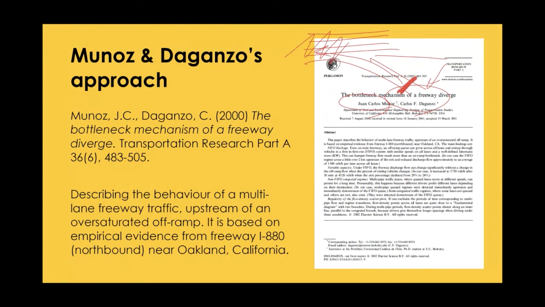So the paper looks at some empirical data from a freeway in California, I-880, near Oakland in the San Francisco Bay Area, and looks at how the spillback from the off-ramp really disrupts the mainline freeway. So again, I encourage you to have a look at this paper. They have very nice figures: cumulative plots, trajectories, loop detector data, fundamental diagrams. All of the things that you've learned so far in this course are really relevant and powerful tools to analyze such complex problems.